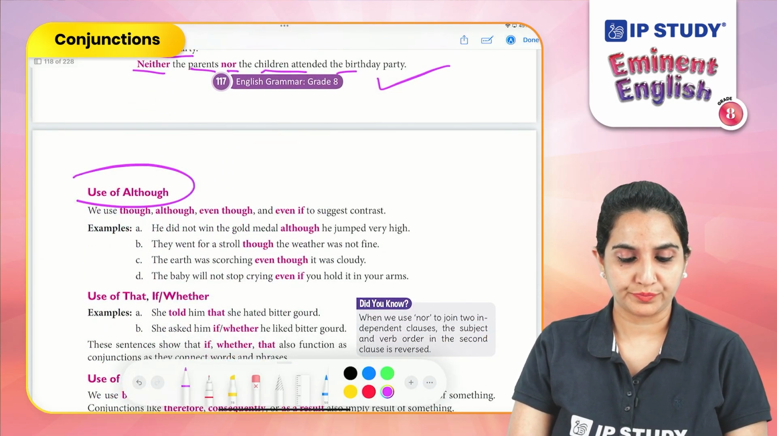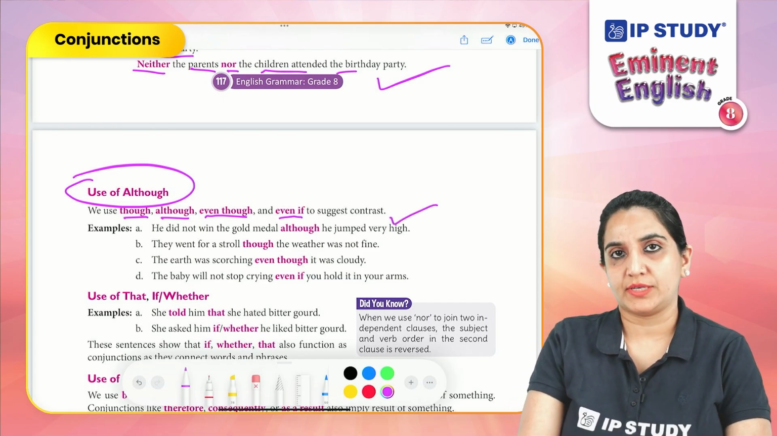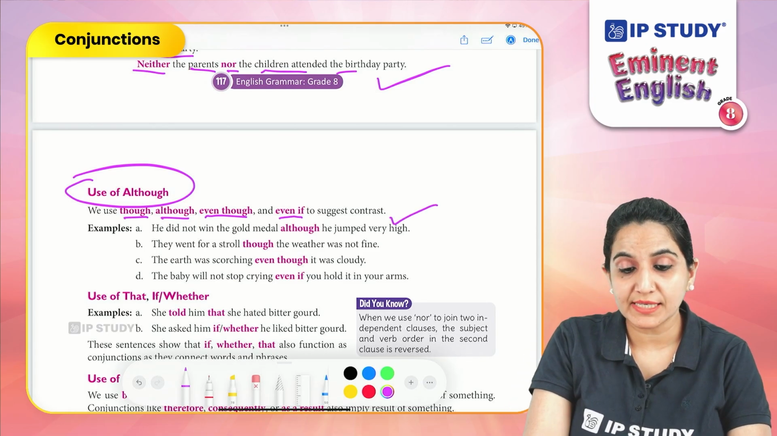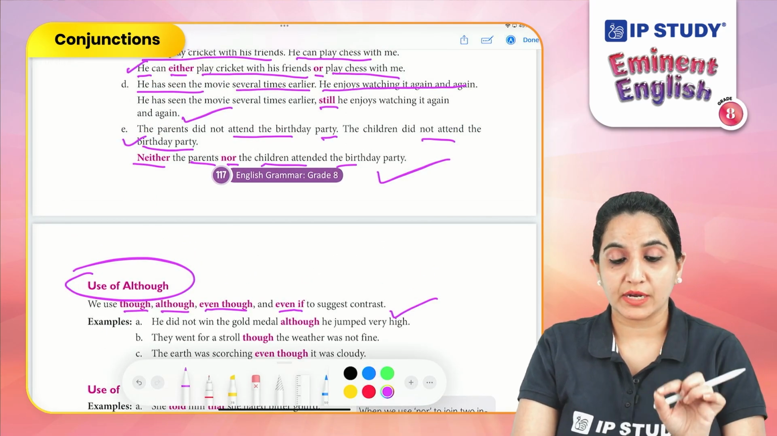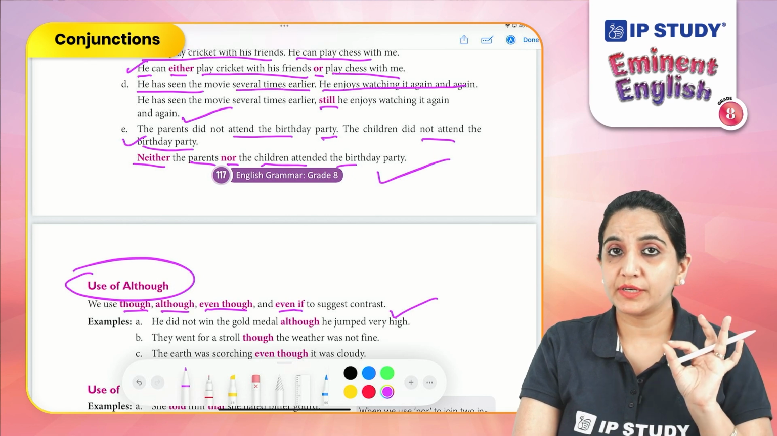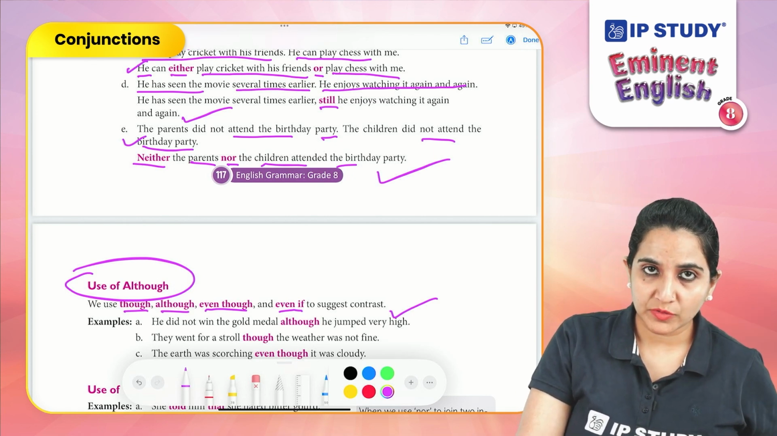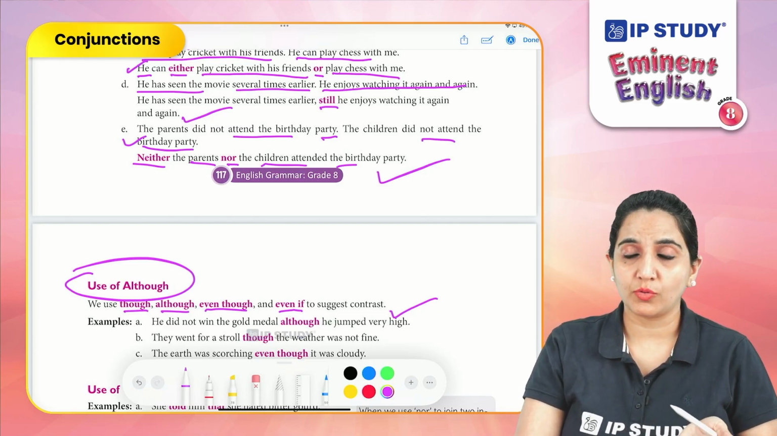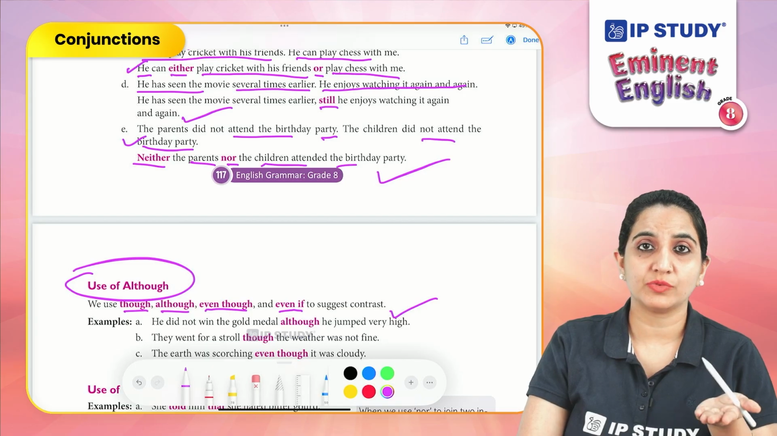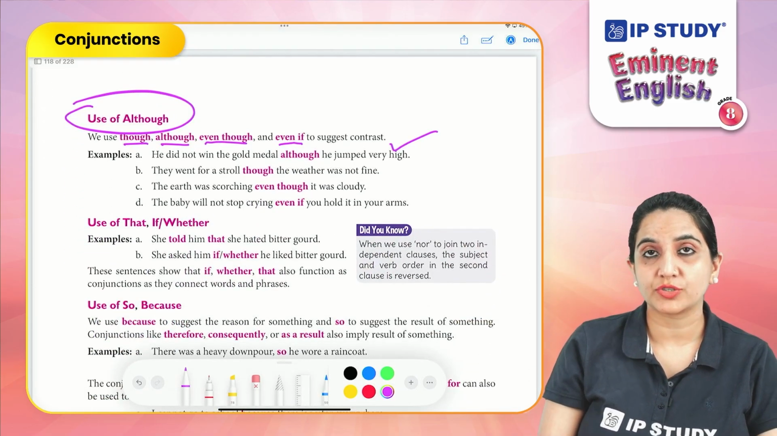Use of although. We use though, although, even though, even if to suggest contrast. So although is always used to suggest contrast, whereas when we use the conjunction still, we do not suggest any contrast, right? He watched the movie many times earlier, he enjoys watching it again and again. So then we only use the one conjunction which is still. Although, though, even if, they suggest contrast.